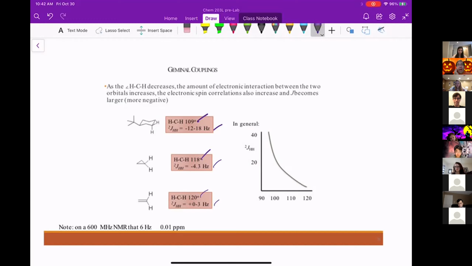But what are we talking about here? On our really nice 600 megahertz NMR, a 6 hertz coupling constant is only 0.01 part per million. That's a little tiny number. But we can get the resolution if we're good, and we tune our instrument well, and we set up our experiment well. But it's a fairly small change that we're seeing there.